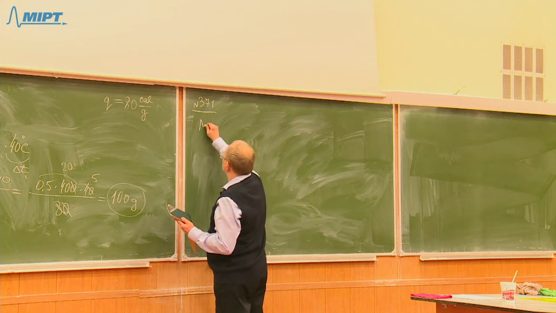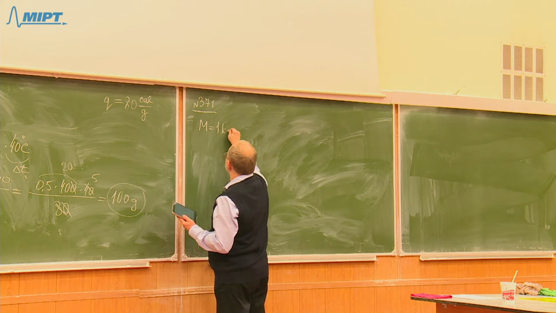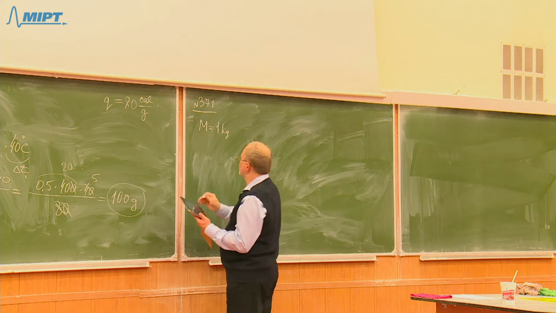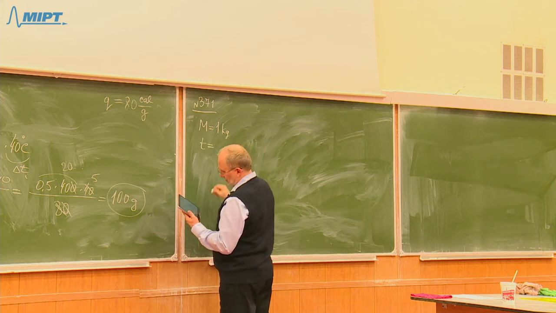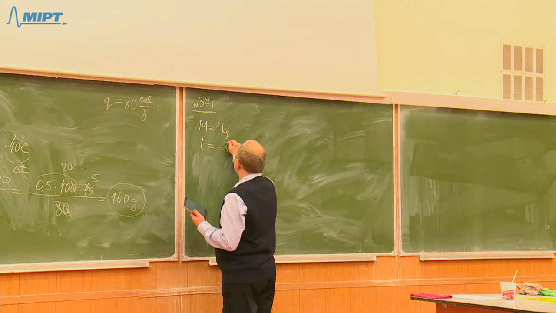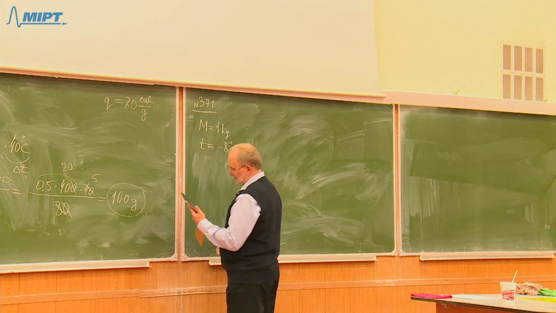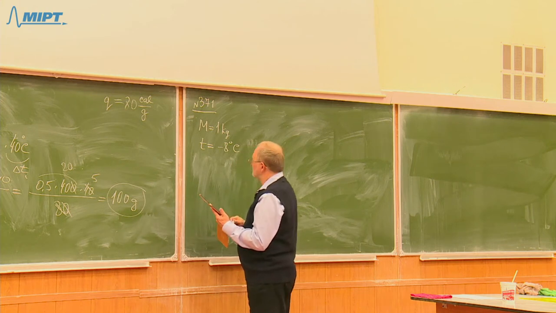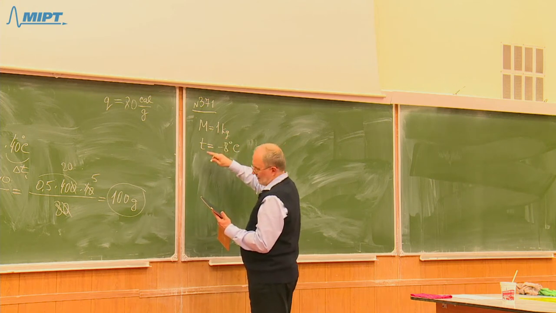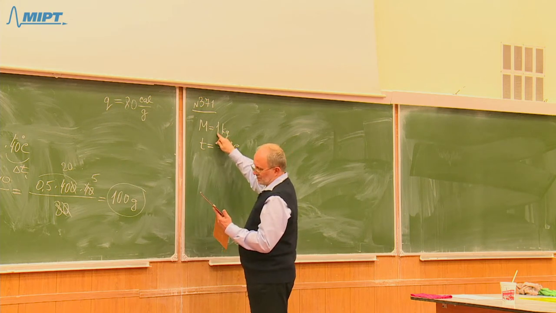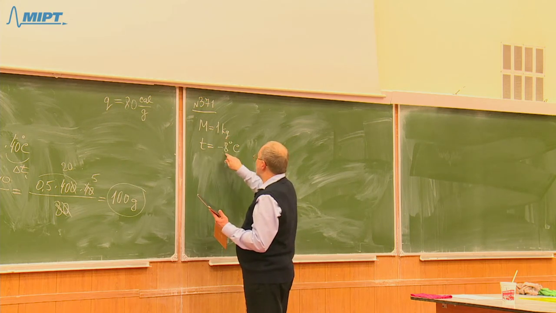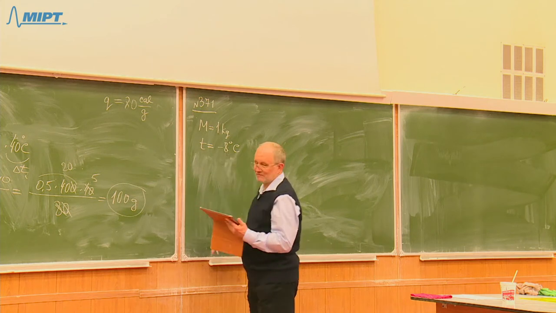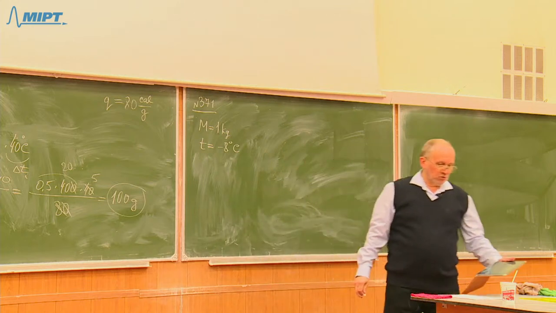So we are given the amount of water, that is 1 kilogram. And the water is overcooled down to temperature minus 8 degrees Celsius. So what amount of ice is formed from 1 kilogram of water placed in calorimeter, which is at minus 8 degrees Celsius? What is the overcooled water?